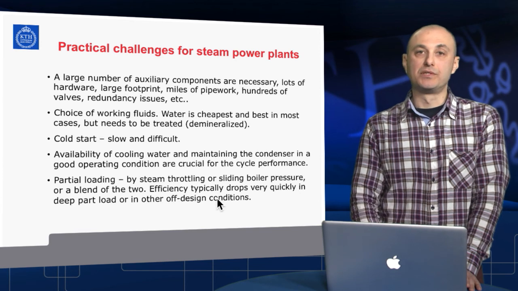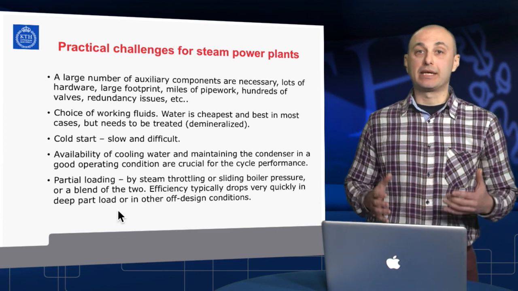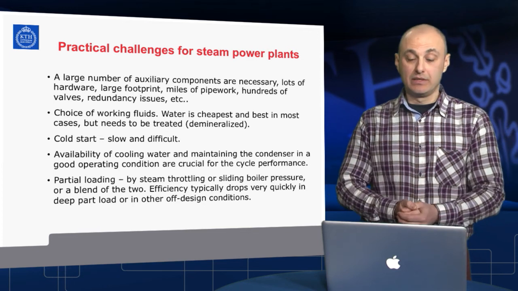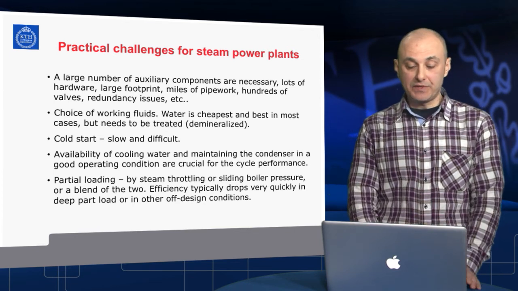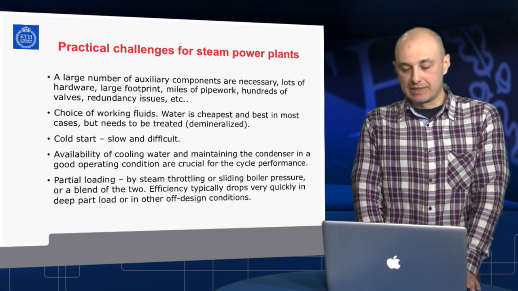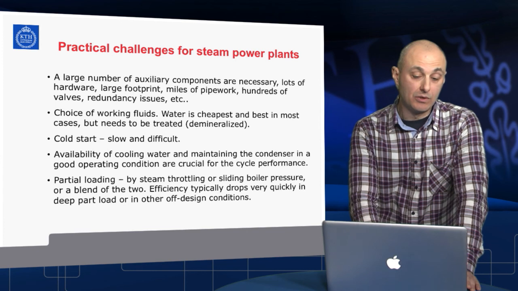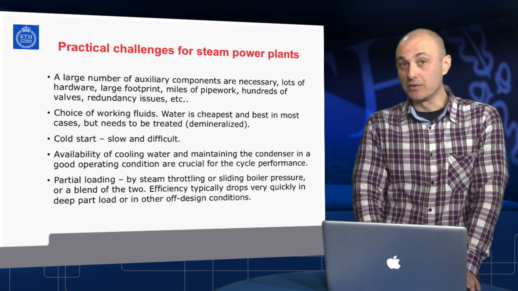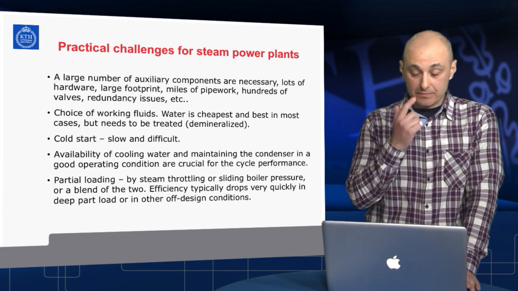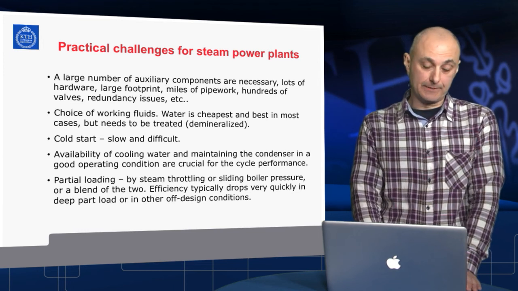Efficiency very often drops quickly if we go to deep part loads. Say that a steam cycle is made to operate at 100% loading, doesn't matter how big exactly that is. Usually the efficiency down to 80% load is fine, more or less the same as at nominal conditions. But below that, for example at 50% load, which is very often the case if the cycle is run in variable conditions, the efficiency would be more or less half.